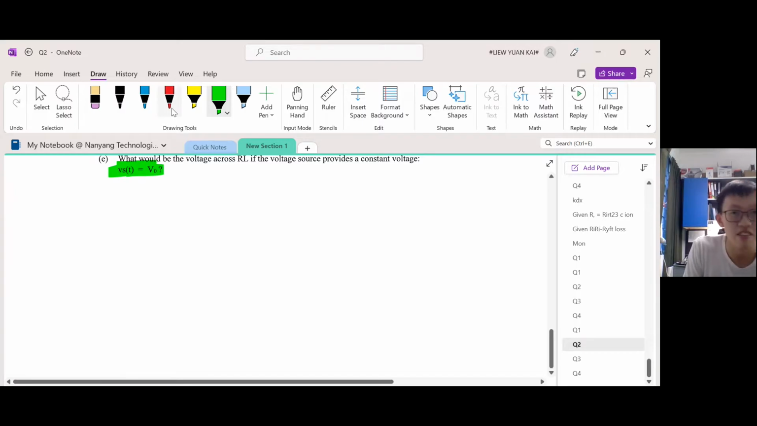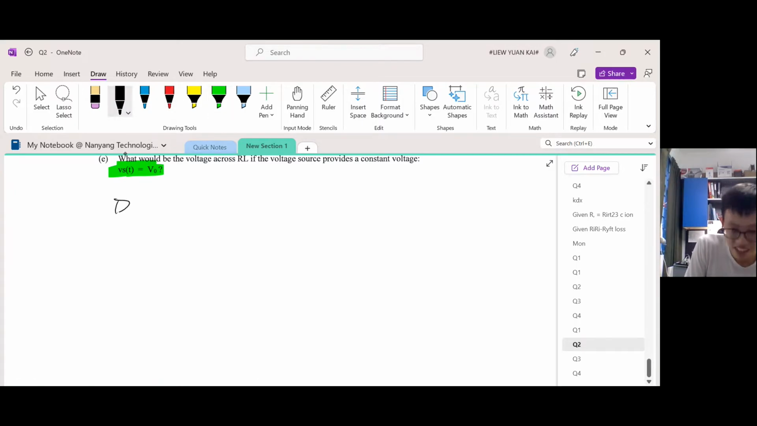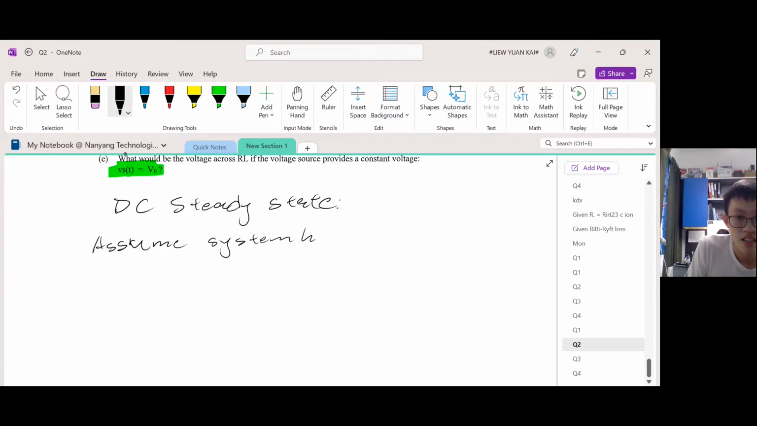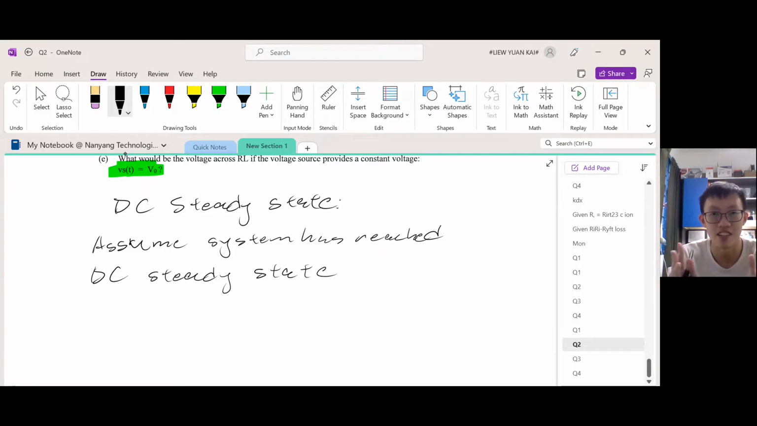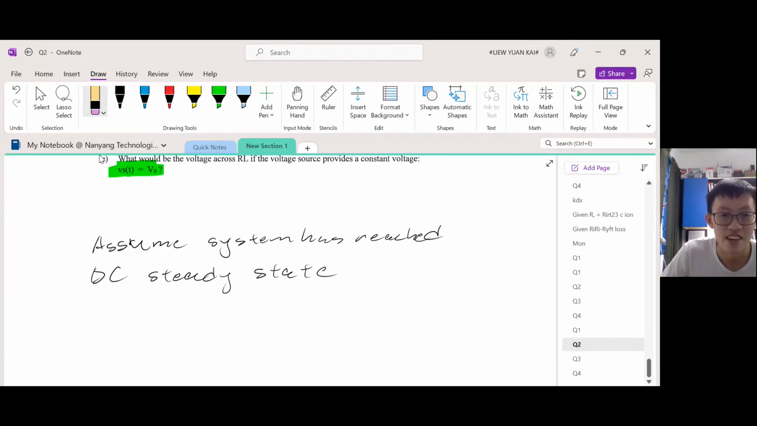So the idea that we are supposed to apply is DC steady state. First things first, you assume that the system has reached DC steady state. This means that you assume the system has been left to settle for a very long time, so no values are changing, no current is changing, no voltage is changing.